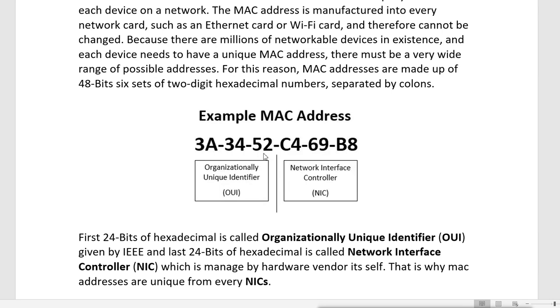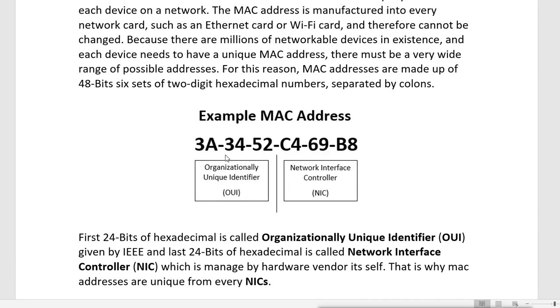Now because there are lots of devices, it is giving a large range of addresses. Remember, a large range of addresses depends on the bits. How many bits you have, that many numbers you can have. So 48 bits can have lots of numbers. If you want to know how many numbers you can have in 48 bits, you can raise 2 to 48, and you will get millions of numbers.